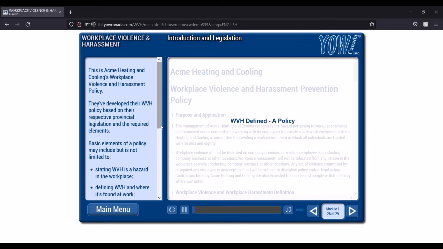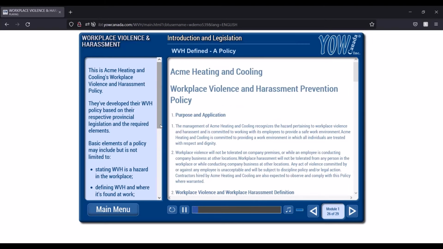WVH defined, a policy. This is Acme Heating and Cooling's workplace violence and harassment policy. They've developed their WVH policy based on their respective provincial legislation and the required elements.